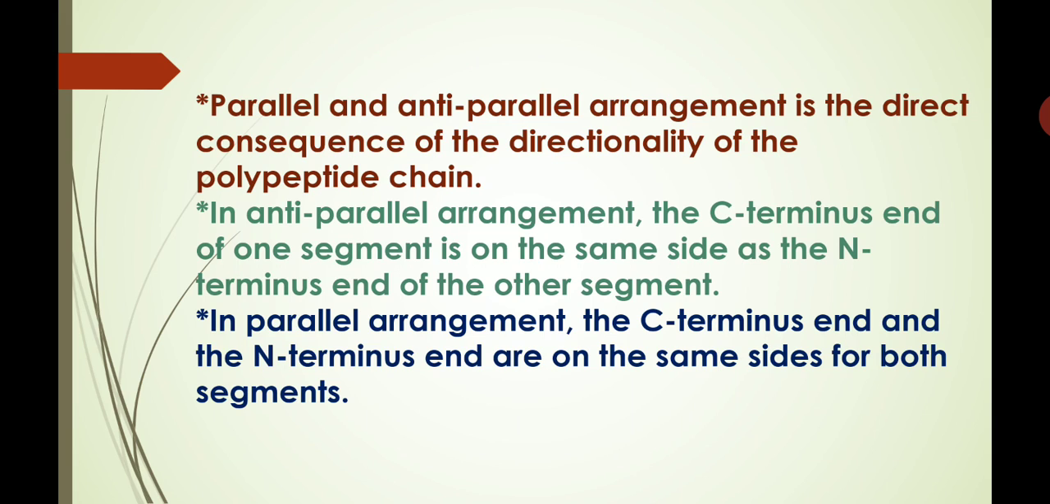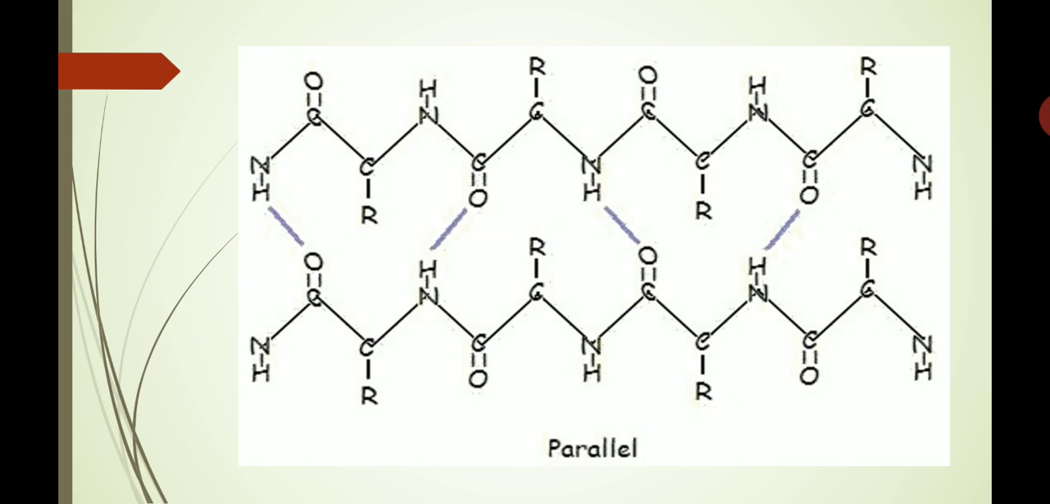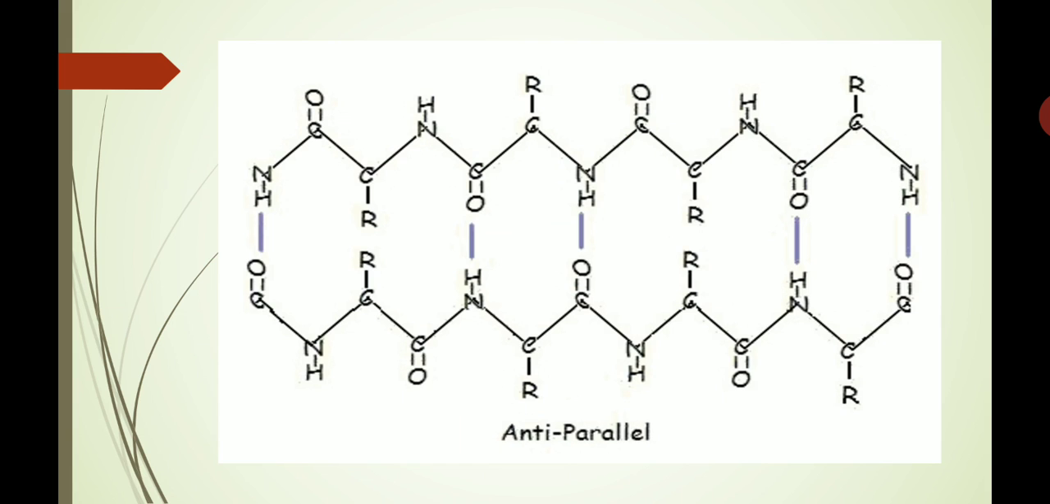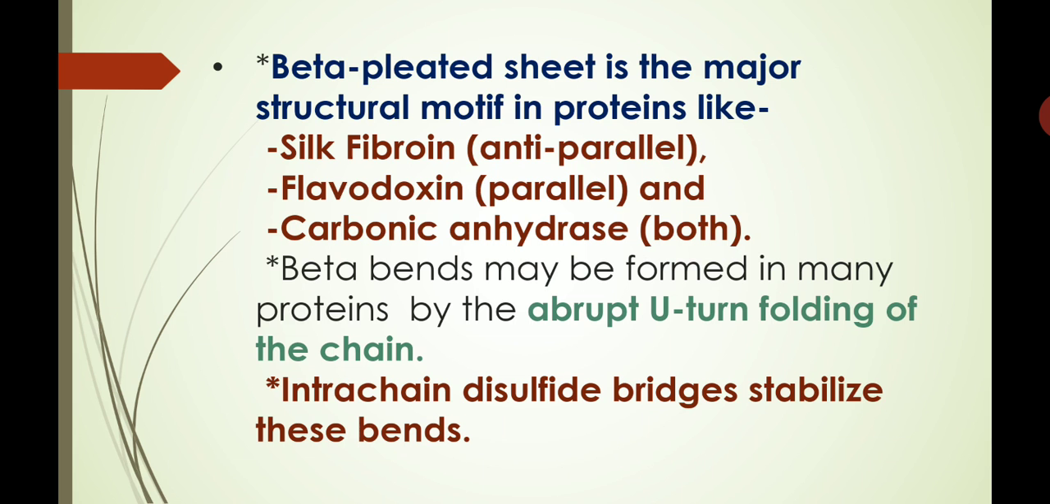Parallel and anti-parallel arrangements are a direct consequence of the directionality of the polypeptide chain. In the anti-parallel arrangement, the C terminus end of one segment is on the same side as the N terminus end of the other segment. In the parallel arrangement, the C terminus end and the N terminus end are on the same sides of both segments. This point is very, very important. Here we can see the parallel arrangement in this figure, and in this figure the anti-parallel arrangement.